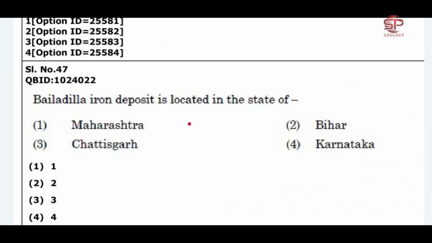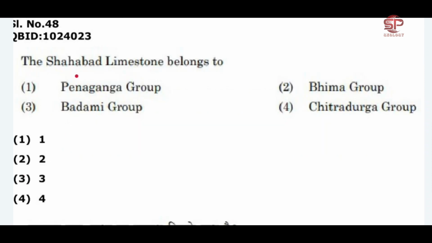The Bailadila iron ore deposit is located in Chhattisgarh in the Bastar region. Sahapat limestone belongs to the Bhima group. You can check it in the Ramendra Kumar book.